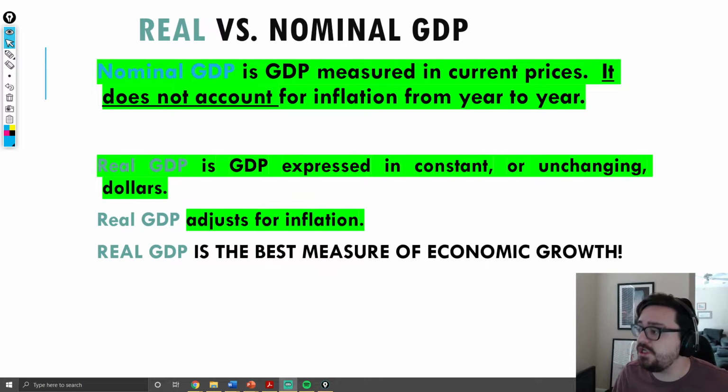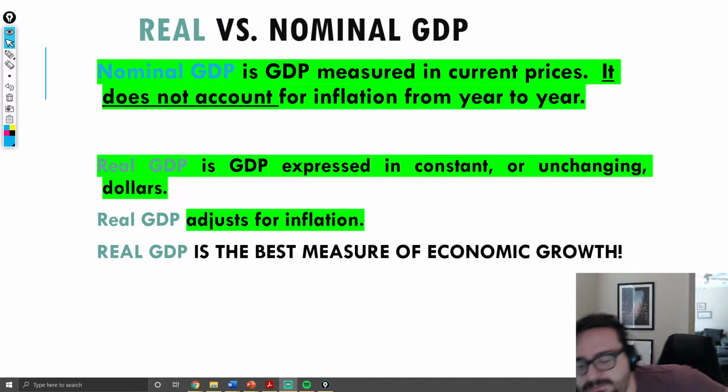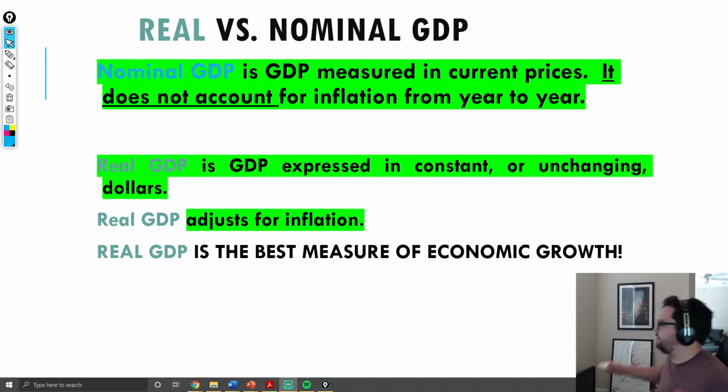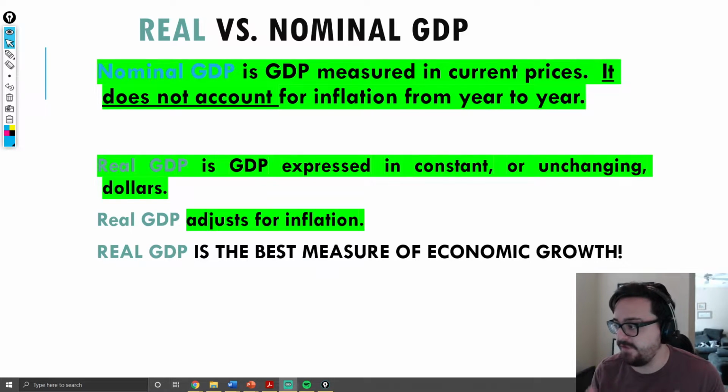If my real GDP goes up, then yes, I am, because it means that the actual amount of things produced went up, because the prices were sort of taken out as a variable. By holding the price constant, I am removing that as a variable that'll mess with my numbers.